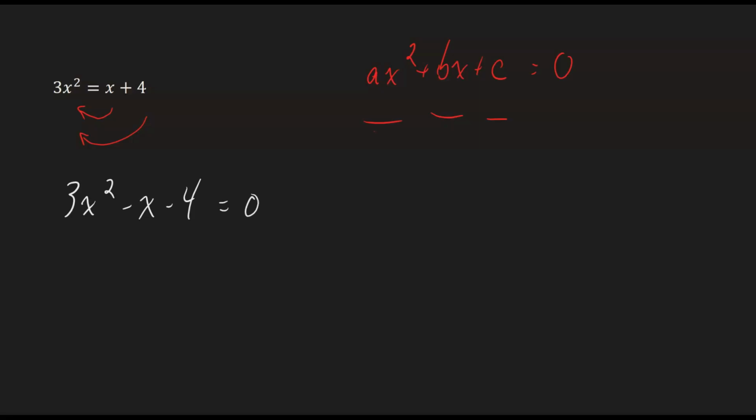This next equation, 3x squared equal to x plus 4, is also an example of a quadratic equation of the form ax squared plus bx plus c equals 0 because we can rearrange this equation to put it in this form. So I will move my x term to the left side of the equal sign, and I will move my constant term to the left side of the equal sign, and my equation becomes 3x squared minus x minus 4 equals 0. And it does qualify as a quadratic equation because it has x to the power 2.